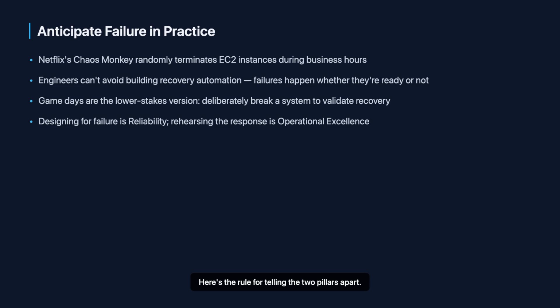Here's the rule for telling the 2 pillars apart. If the question is about designing the system to survive failure, that's reliability. If it's about rehearsing the team's response to failure, that's operational excellence.